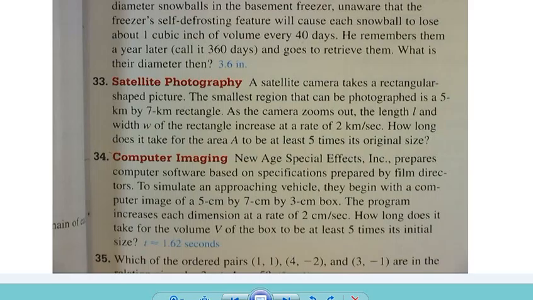And goes to retrieve them. What is the diameter then? And we already know the answer is 3.6 because Mr. Adams has a fancy teacher book. But how do we show that? Well, what we need to do is write down the information.